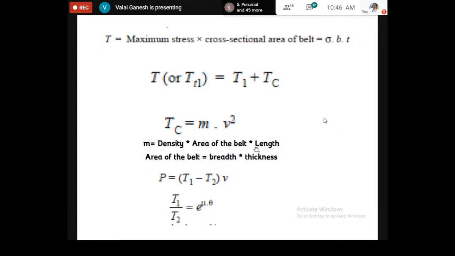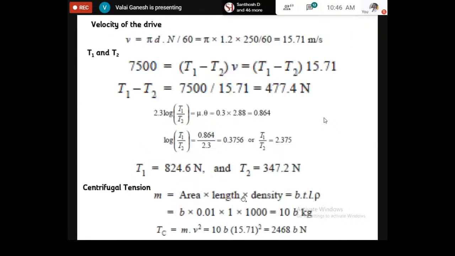If length is not given, you need to assume 1 meter. Area of the belt could be calculated by breadth into thickness, since the flat belt has a rectangular cross section. Next is power transmission. Power equal to T1 minus T2 into V, and T1 by T2 equal to e power mu theta. So these are all the steps for solving this problem.